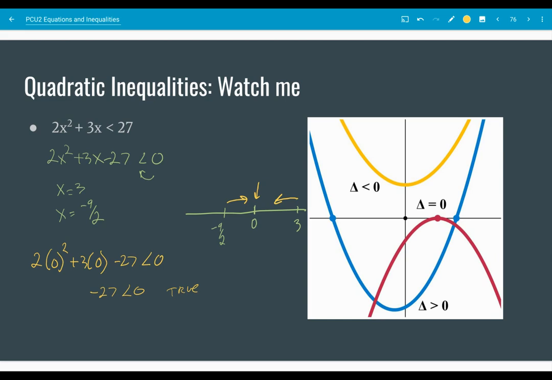Quadratic inequalities are either going to be inclusive, meaning like this one, or exclusive, meaning they go the other way. So for this, we would say x is between negative 9/2 and 3.